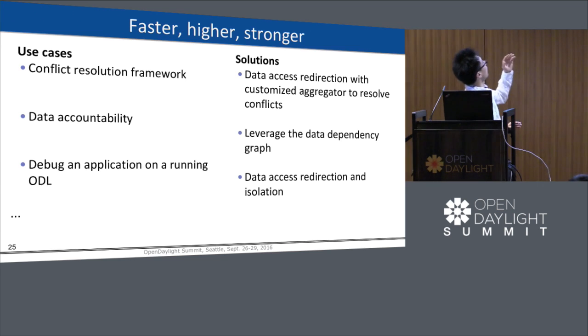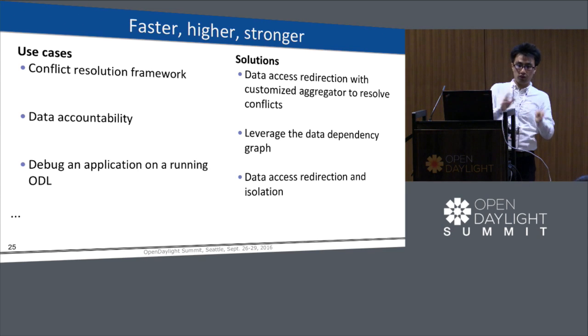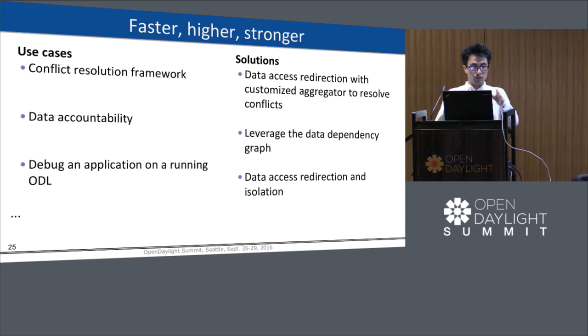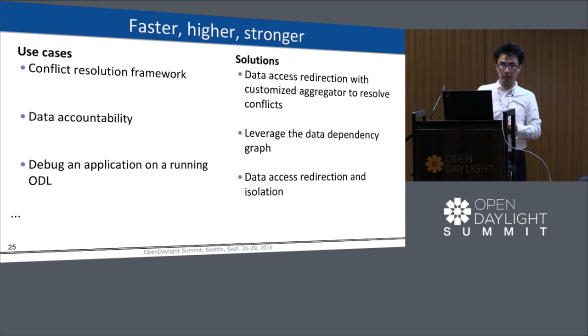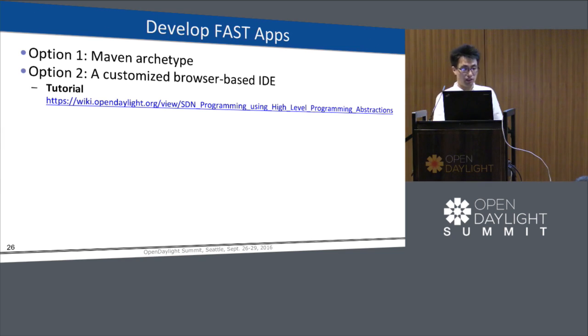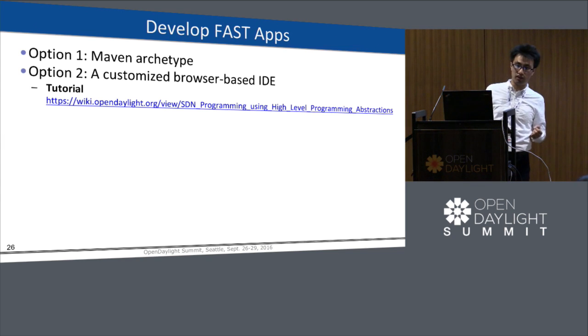And finally, we made it possible, using data redirections and also isolation, to duplicate the control plane and develop new programs and just debug them on this isolated control plane. And we can see what kind of changes it may cause to the control plane without actually affecting the network. And next, my colleague Chao will give us a demonstration and some introduction to our current work.